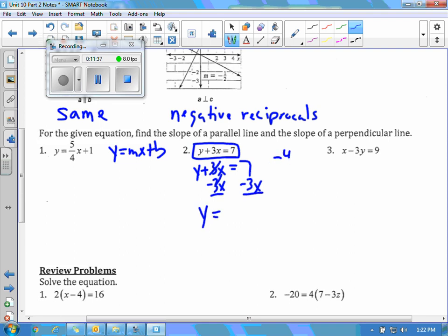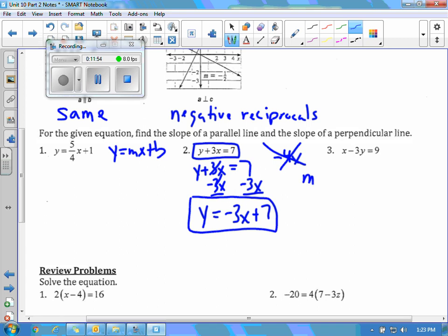Remember, 7 minus 3x is absolutely not negative 4x. I just write them over here together. I'm subtracting 3x, so it's negative. 7 was positive to start with, so it's positive still. So now I'm in y equals mx plus b form. My original slope, which is the number in front of x, is going to be negative 3.